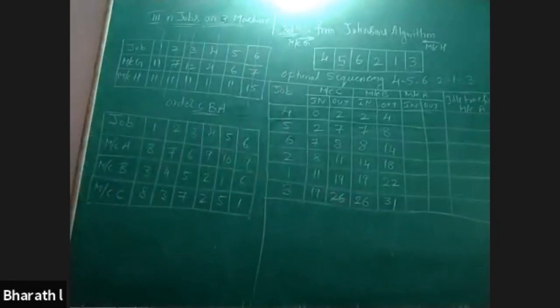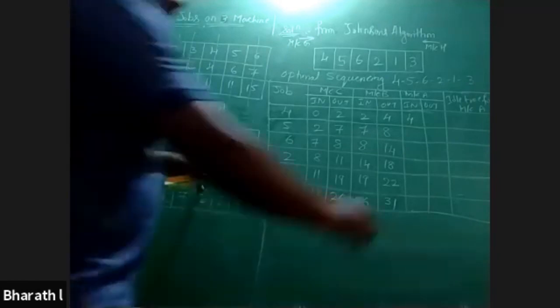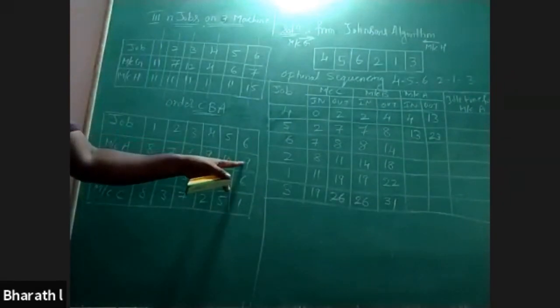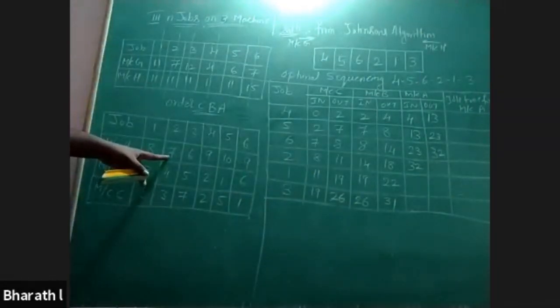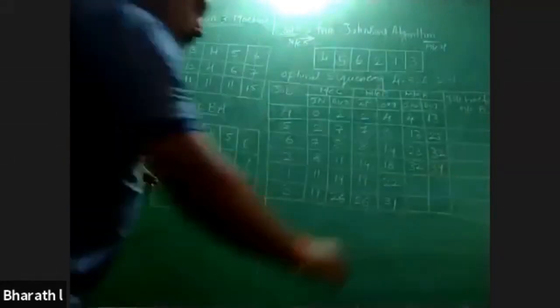Then similarly, you have to write with respect to machine A. For machine A, the in time for job 4 is 4 minutes. For job 4, they are given 9. 9 plus 4 is 13. Here you would write 13. For job 5 it is 10. 10 plus 13 is 23. For job 6, they are given 9. 9 plus 23 will get 32. Thereafter, after 32 minutes, job 2 will enter. Job 2 is 7. 7 plus 32 will get 39.